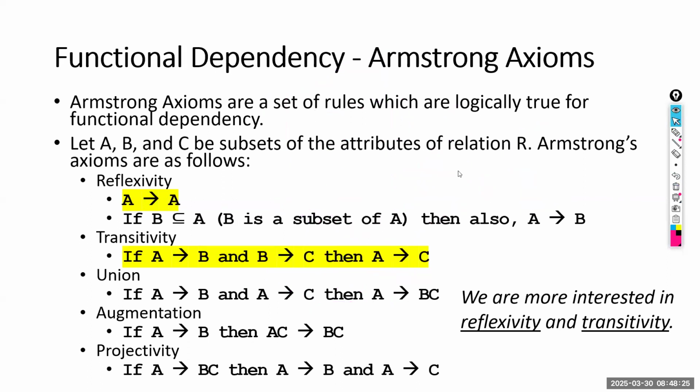Right. So these are called Armstrong axioms. These are super important, not only for databases, right? Reasoning out what is the exact reason.